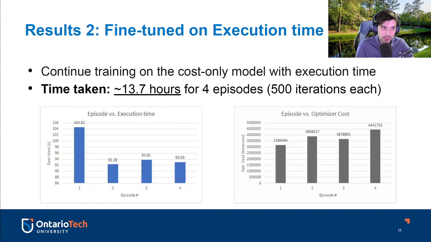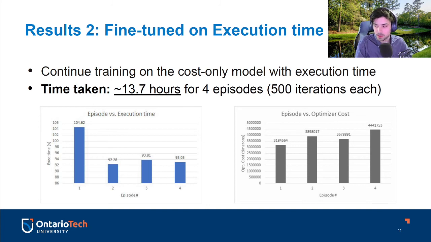By taking the transfer learning approach and trying to fine-tune further, we can continue training the cost-only model with execution time. Now this takes less than 14 hours for 4 episodes, so it does take longer than the previous cost-only model, but combining both of those, it actually is less than just running it all on execution time, right? We don't have to do as much work on execution time because the model's already getting a sense of what's going on from the cheaper cost estimate.